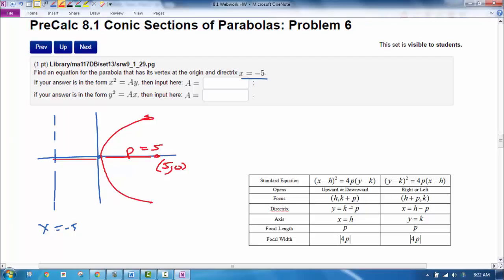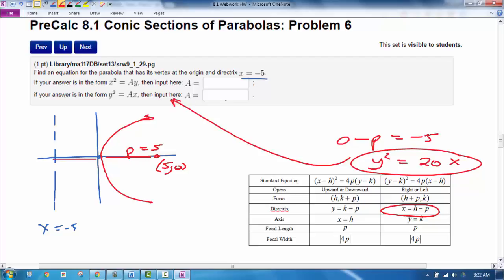You could also look at these. Since they give us this, you can compare and say, okay, h is 0 minus p equals what they said x was, which was -5. And you can get p is 5 that way. Either way you look at it, you can plug it into the formula. The formula is y minus k, which is y minus 0 squared equals 4 times p, which is times 5, times x minus h, which would be x minus 0. And so this is 20 right here.